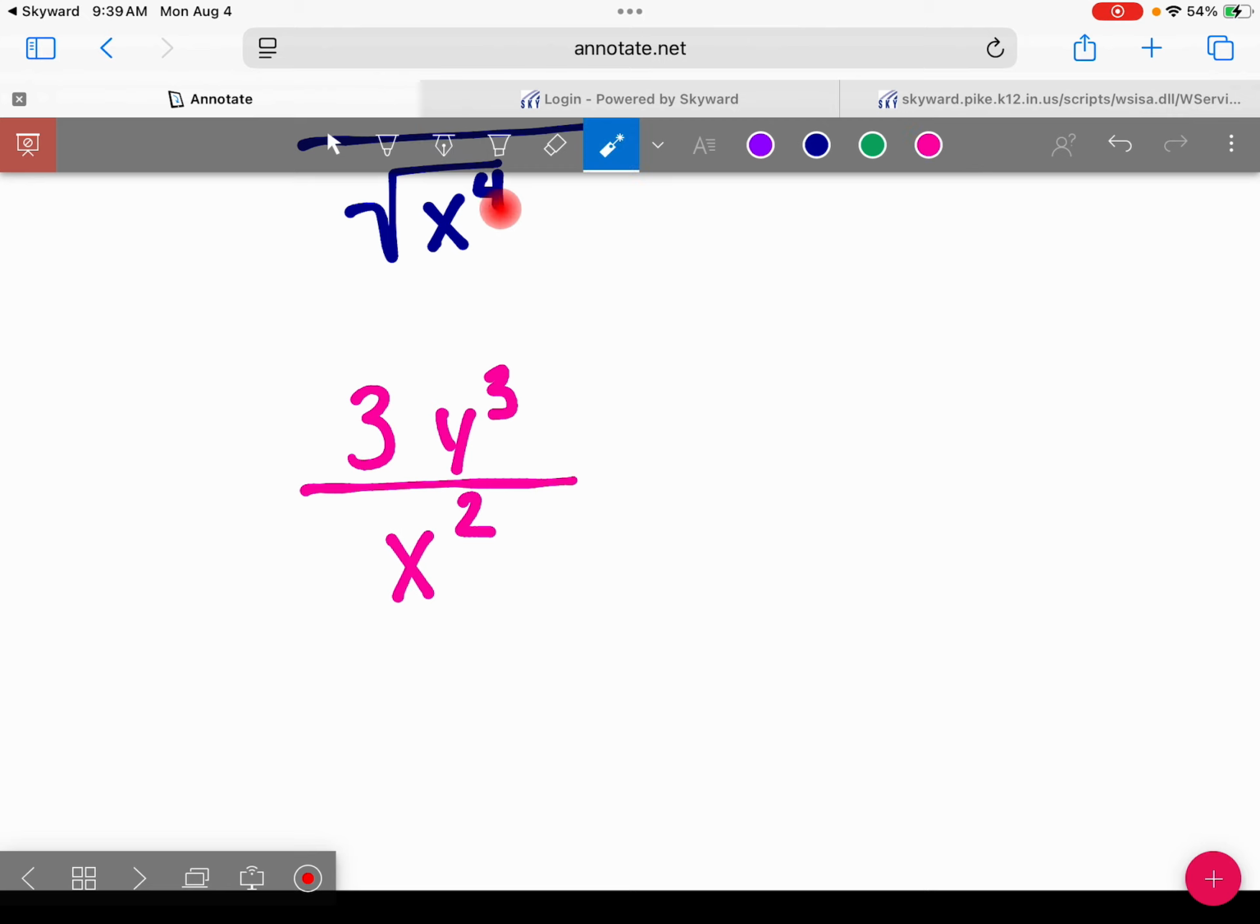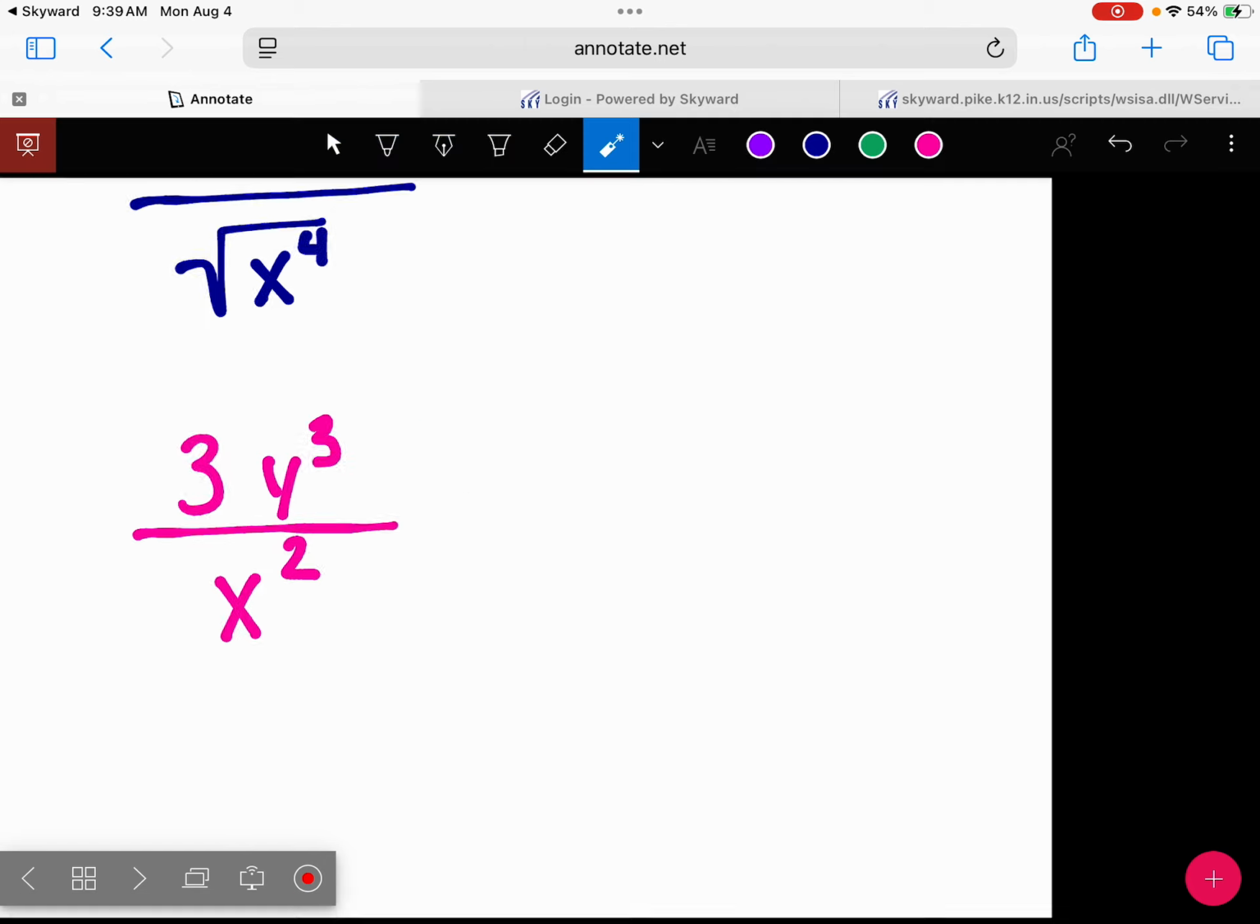Because radicals and exponents are very much similar, like how addition and subtraction are similar, or multiplication and division are similar. Radicals and exponents are related that way.